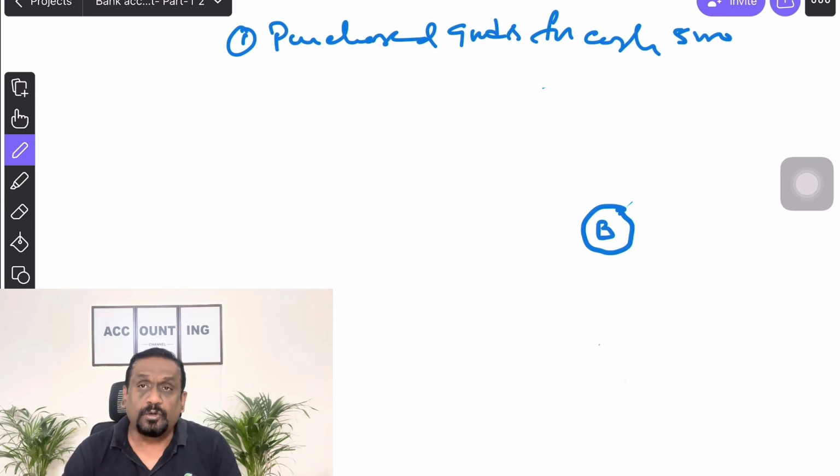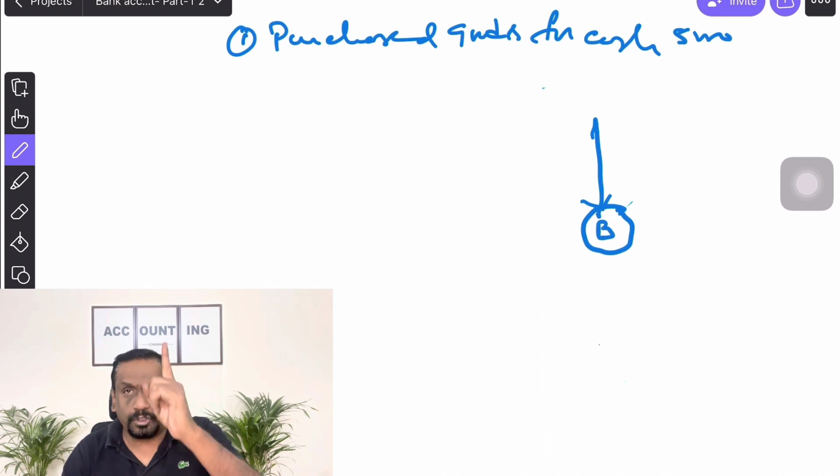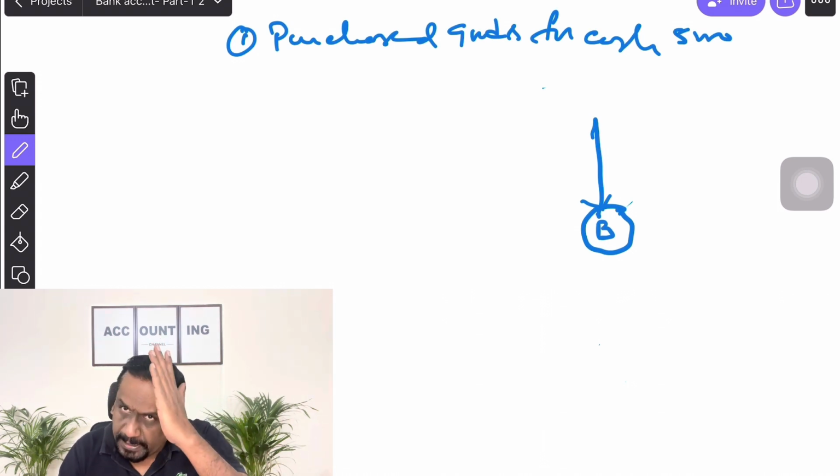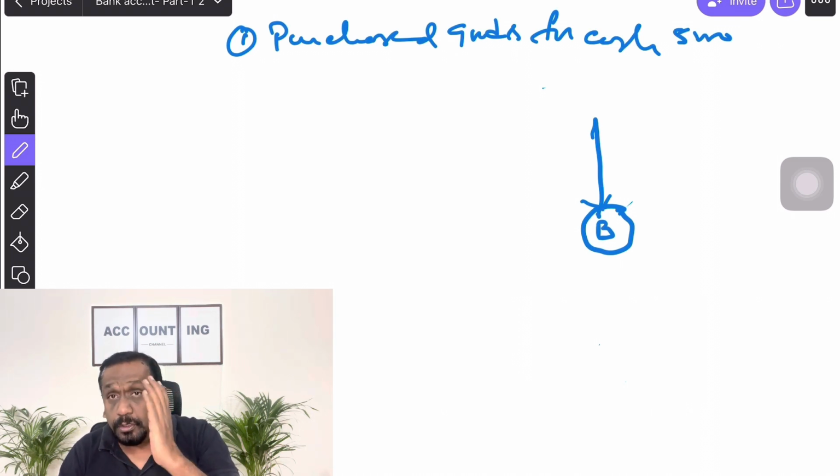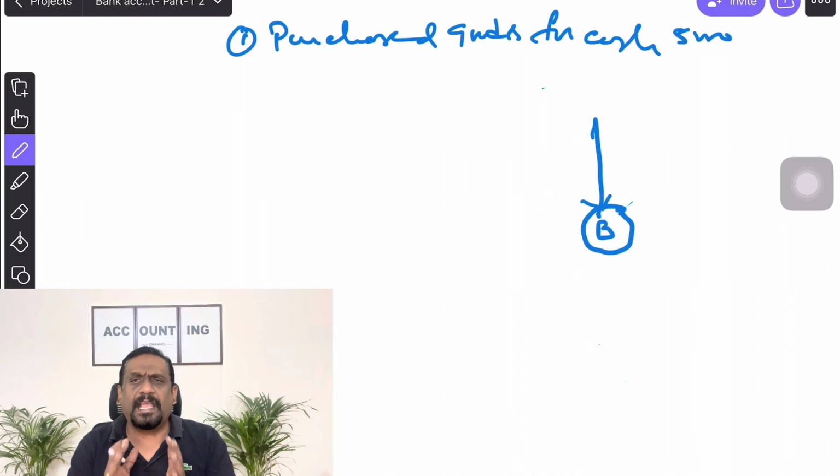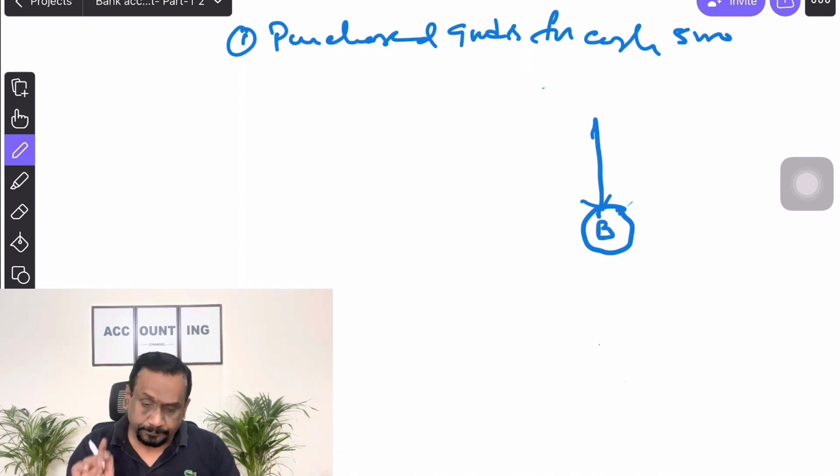Now, purchased goods. Business purchased goods for cash. When we purchase the goods for cash, what comes in? First question. You should always ask this question. I explain like this only. Then only you will understand how to define the journal entry. First question, as soon as you see the journal entry, please question yourself. What comes in? What goes out? These two questions are very, very common.